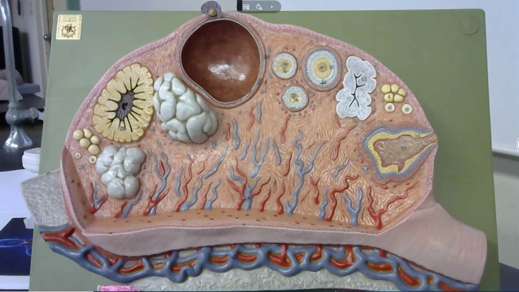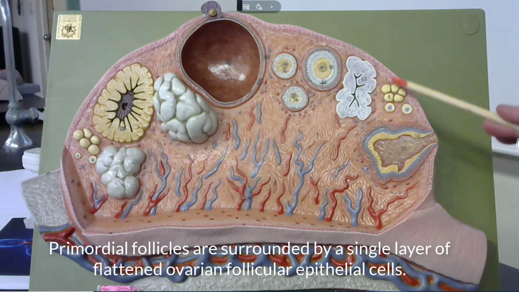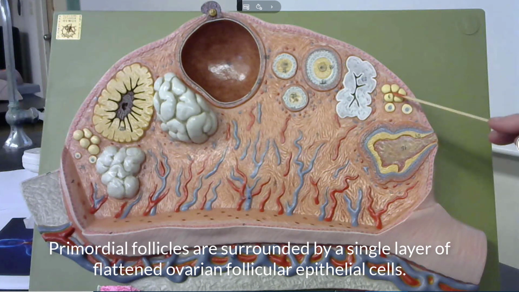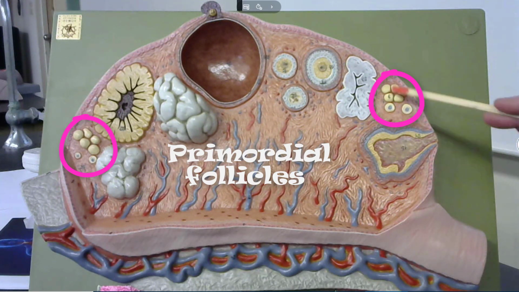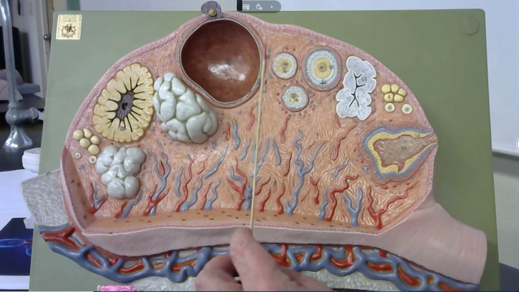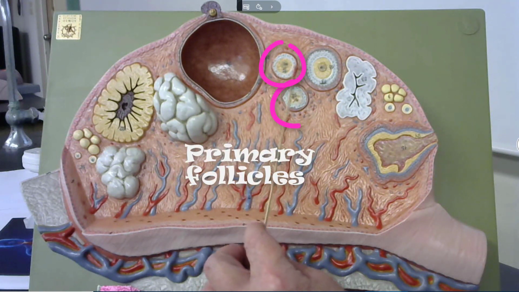Ovarian follicles house one developing egg or oocyte. At ovulation, this follicle will rupture and release one mature oocyte into the fallopian tube. Ovarian follicles that are in the first stage of follicular development are called primordial follicles. Primordial follicles are surrounded by a single layer of flattened ovarian follicular epithelial cells. Primordial follicles will mature into primary follicles.